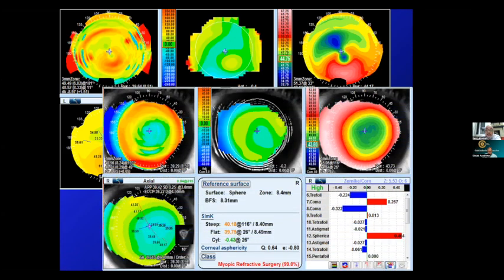Now, if you look at this one, it is post-myopic correction. You can see that the coma is 0.2, 0.3, very good coma. So it's not the problem here. The problem is the spherical aberration is slightly high, 0.4. This is because the treatment is small, and that's why maybe the patient is unhappy at night.